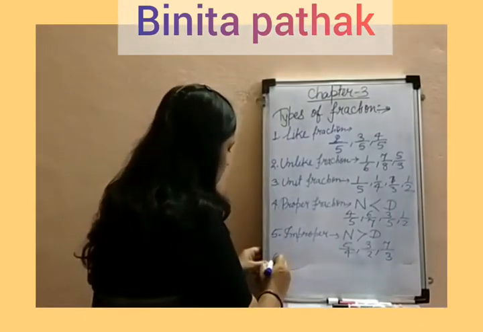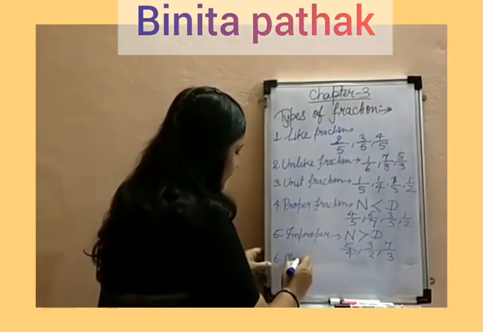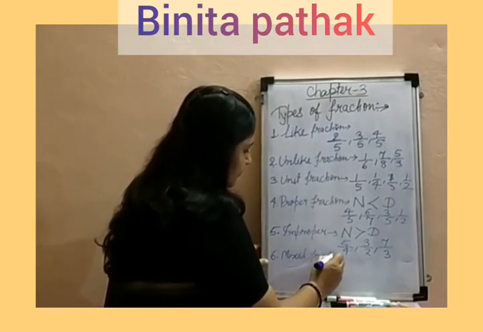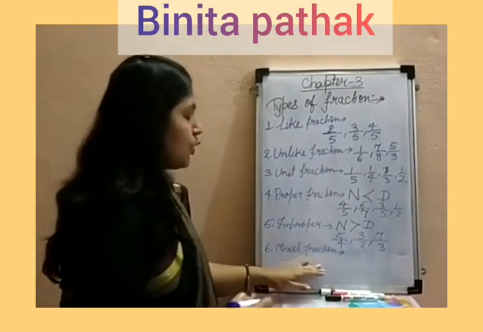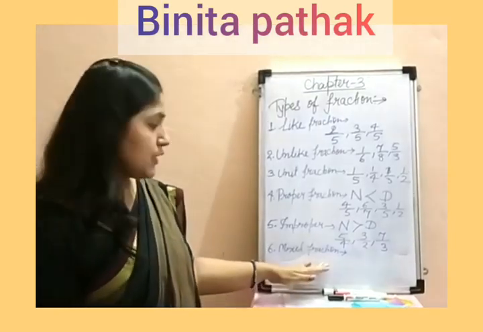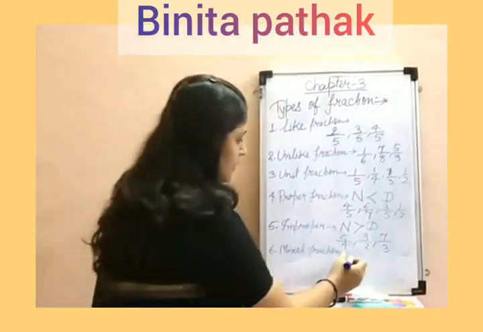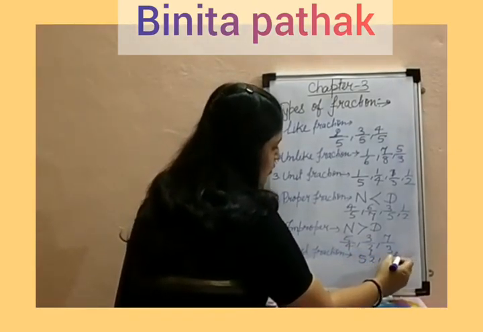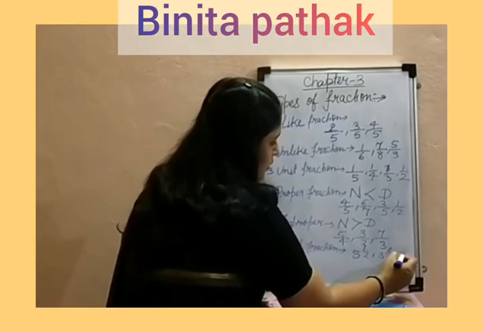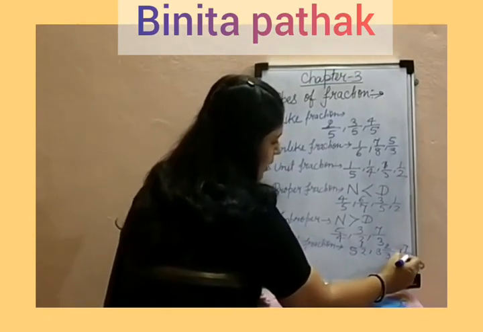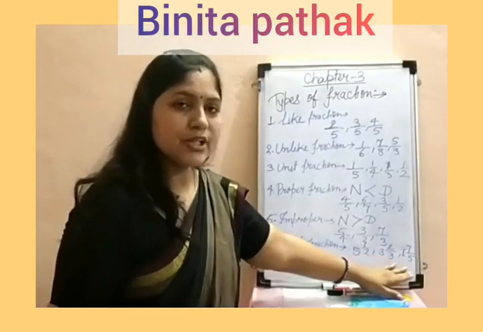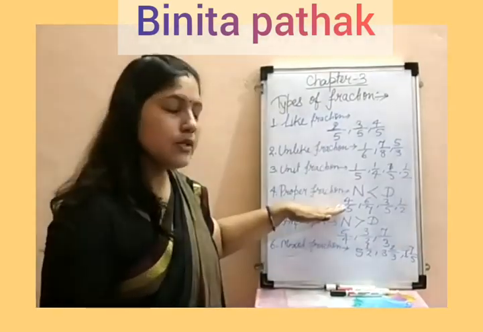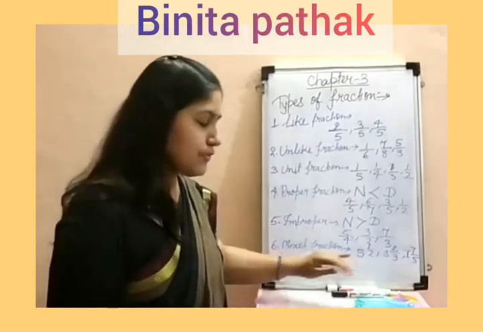The next one is mixed fraction. A combination of a whole number and a fraction is called a mixed fraction. For example, 5 and 1 upon 2, 3 and 2 upon 3, 1 and 7 upon 5. These are called mixed fractions. We can convert a mixed fraction into an improper fraction, and an improper fraction into a mixed fraction.